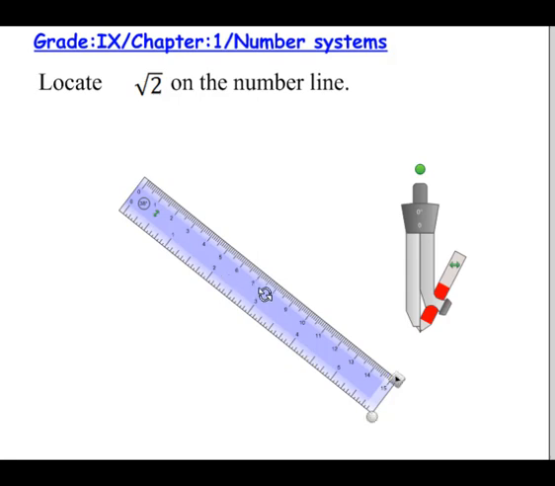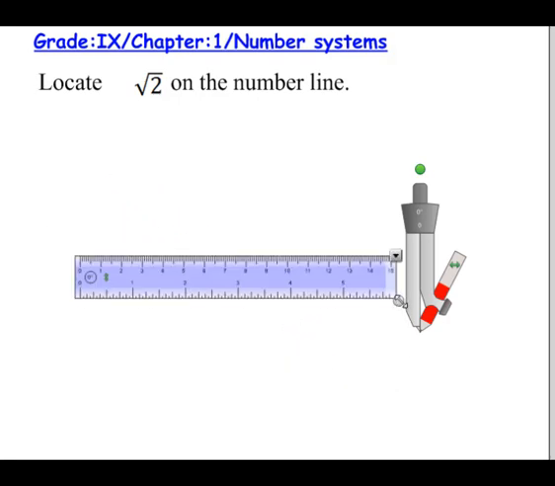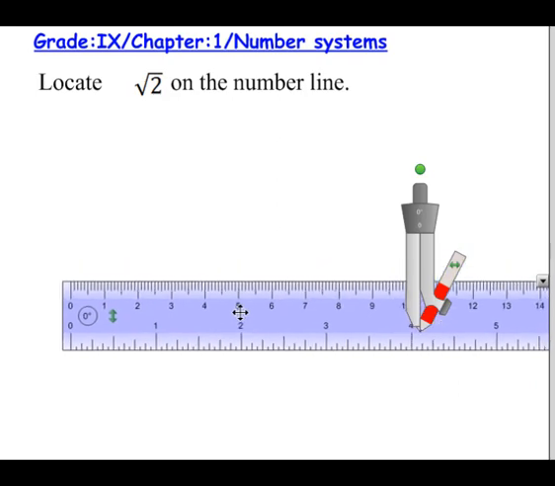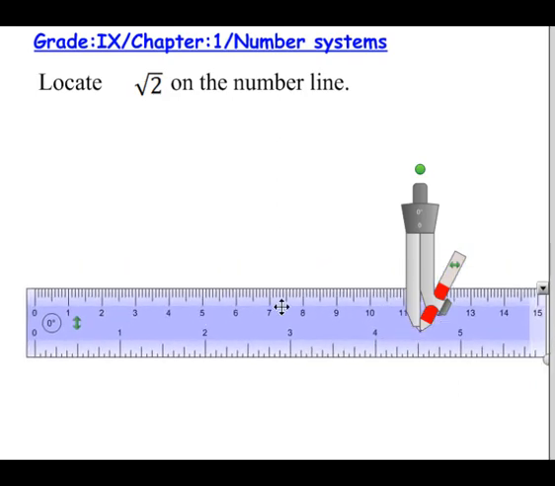I will take the ruler, and I will take a number line. So this is the number line. I will locate some points here. Here I will take 0, this is 1, 2, 3, and here it is -1, -2, -3.